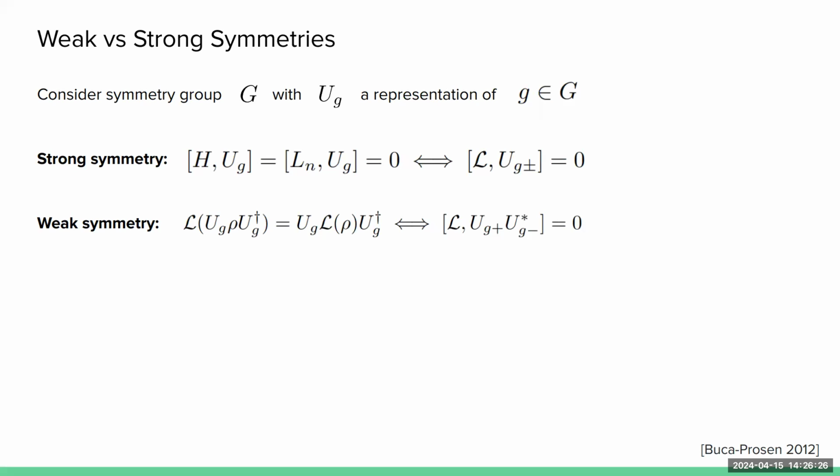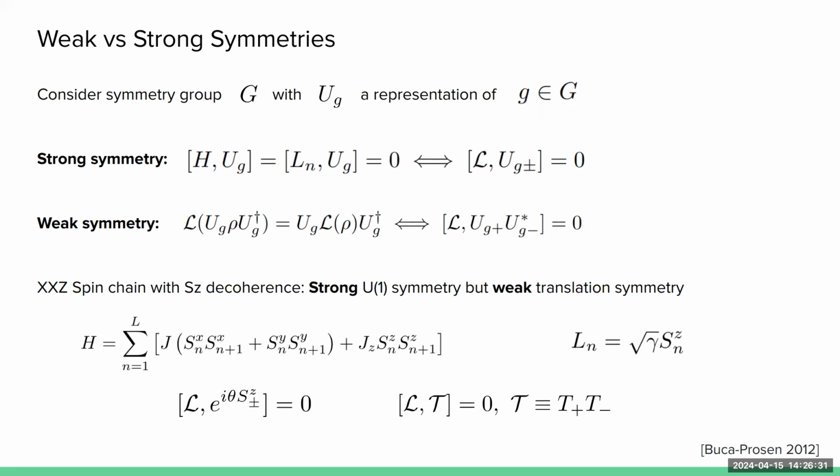So this is naturally a weaker condition. In particular, in the context of this XXZ spin chain with this SZ decoherence, you can see based on these definitions that there's still a strong U1 symmetry. There are independent U1 symmetries for the broad cat spaces, but there's only a weak translation symmetry because the translations permute the jump operators. So in some sense, this is a slightly less symmetric version of the Hamiltonian system, which had strong U1 and translation symmetries.